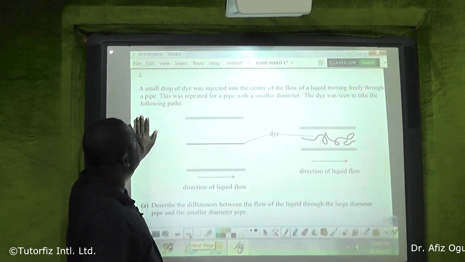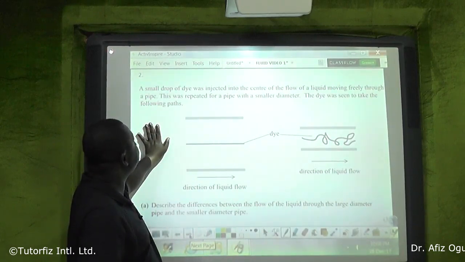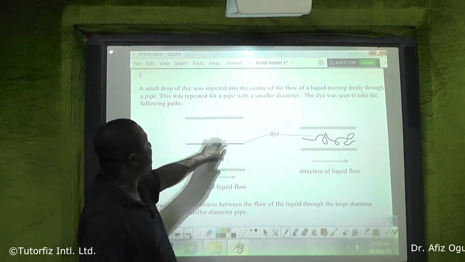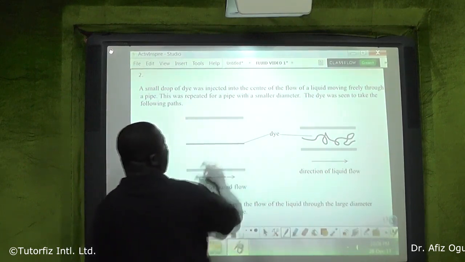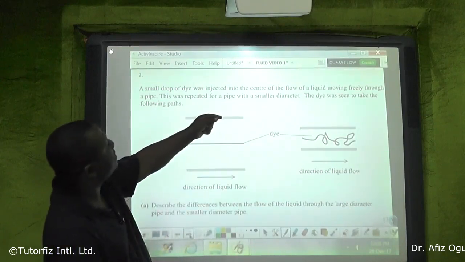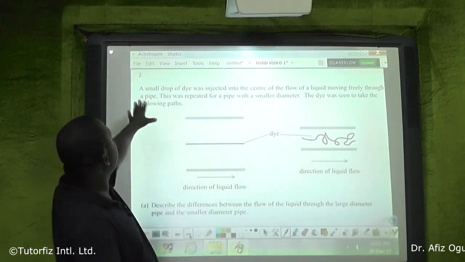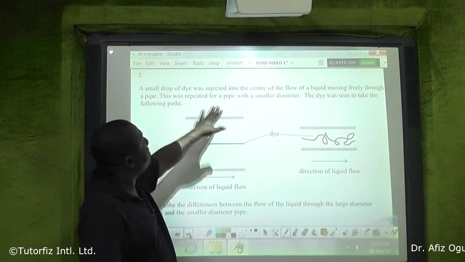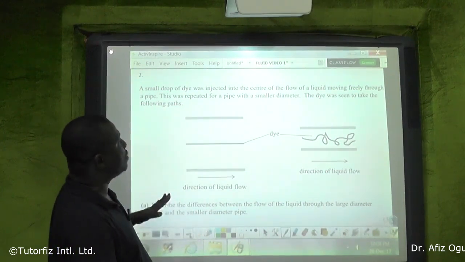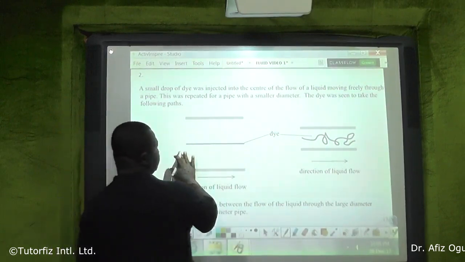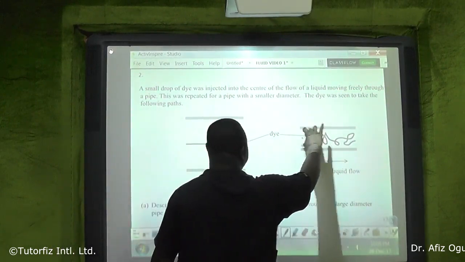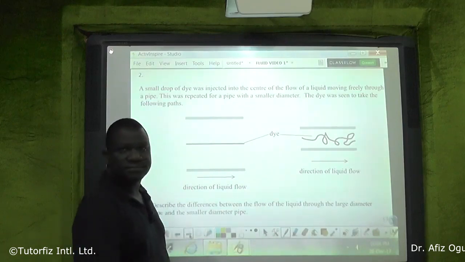Now, this is number 2, we finished number 1. A small drop of dye was injected into the center of the flow of a liquid moving freely through a pipe. This was repeated for a pipe with a smaller diameter. The dye was seen to take the following path. Now, it's a smaller diameter pipe. This is a bigger diameter pipe.